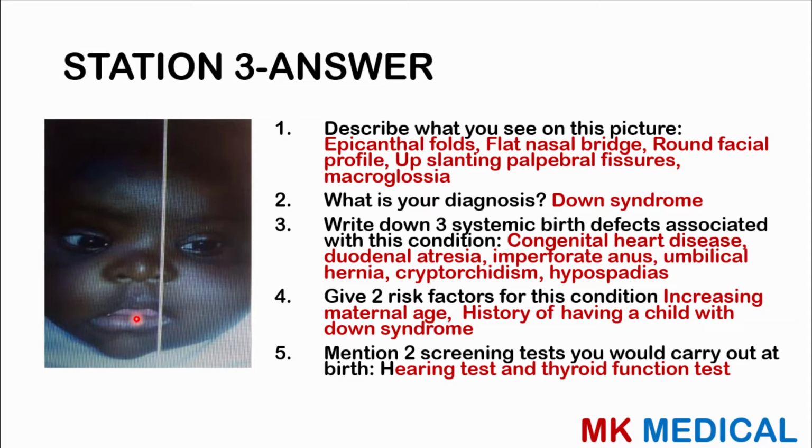Then give 2 risk factors of this condition: increasing maternal age, as well as a history of having a child that has Down syndrome. You may also have it if the parents are genetic carriers of a stable translocation. Then mention 2 screening tests that you would do. You do a hearing test as well as a thyroid function test.